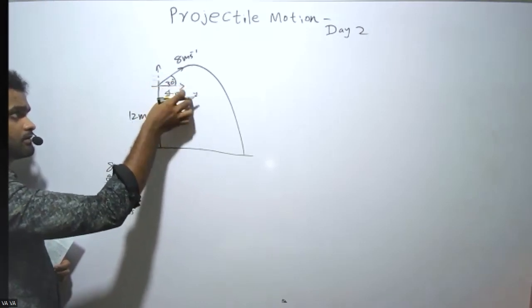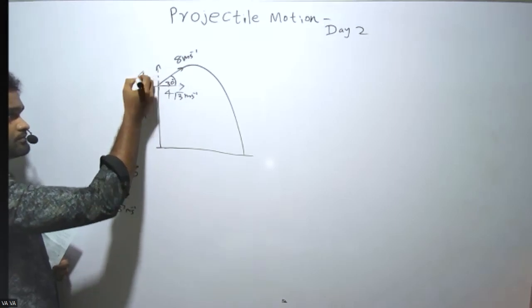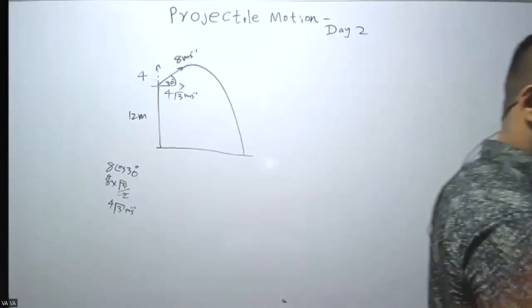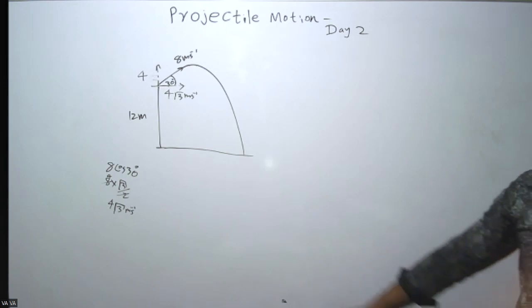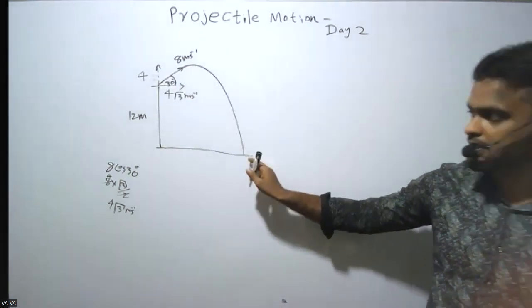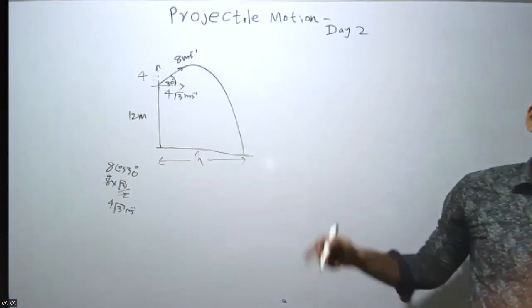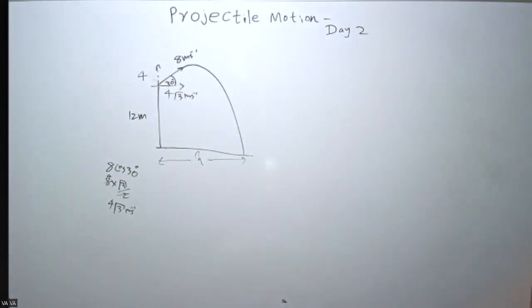So resolve into components. 8 sine 30 is 4. 8 cos 30 is 4 root 3. That's the first step. Then apply the equation from here to here. Find the time, flying time. Then apply S equals ut horizontally. Find R. That's what. If someone got the answer, you can send a message.